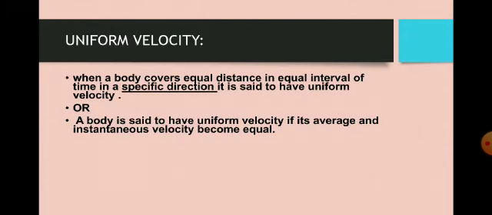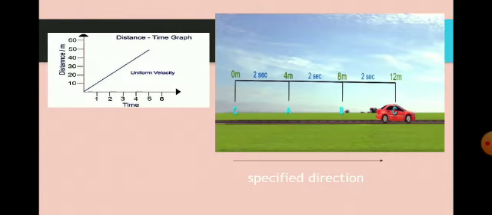Another term is the uniform velocity. When a body covers equal distance in equal intervals of time in a specific direction, it is said to have uniform velocity, or a body is said to have uniform velocity if its average and instantaneous velocity become equal. In the graph, you can see that in equal intervals of time, equal distance is covered, so a straight line graph is shown.